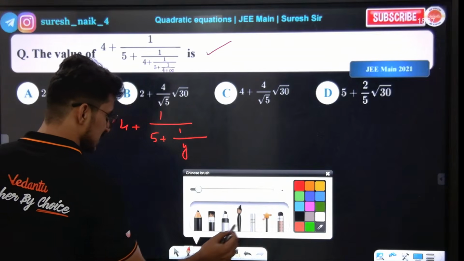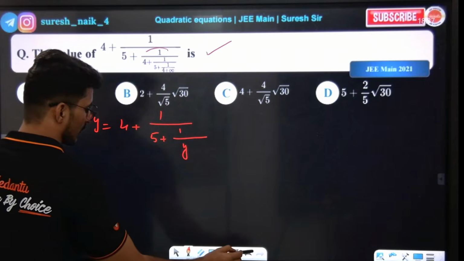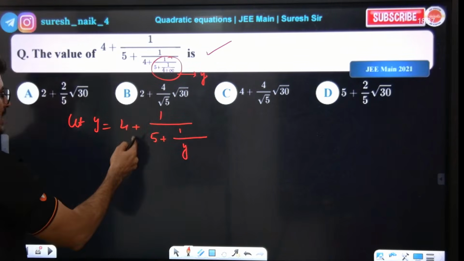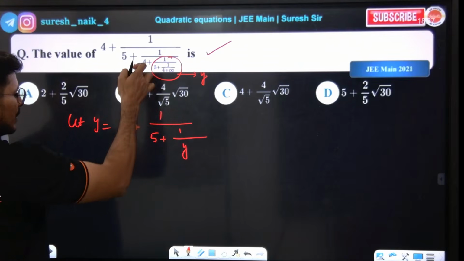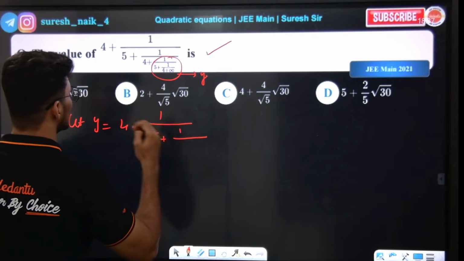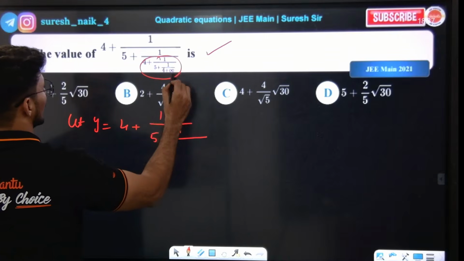Check. This is again repeating as a y. Again this is repeating as a y. 4 as it is, 1 as it is, 5 as it is, plus as it is, 1 as it is. This is totally y actually.